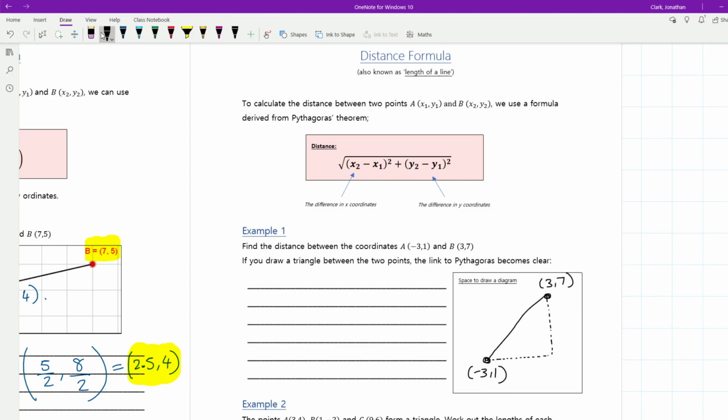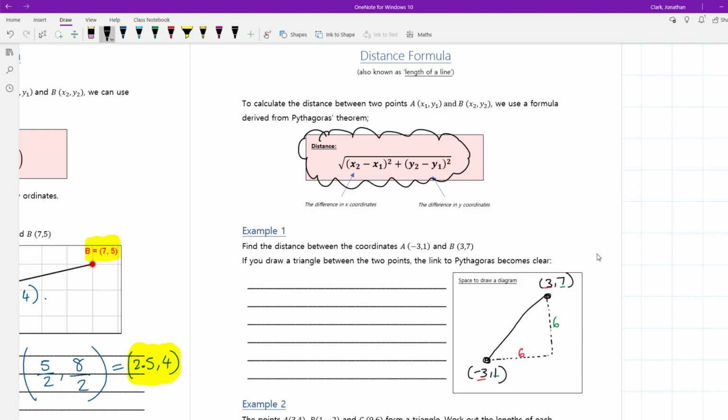Now, this formula kind of looks a little bit scary, or at least I thought so when I started A-level. So I'm just going to think about it in terms of just the geometry first of all. So if I have this diagram here, I'll have a look at my x coordinates. I've gone from -3 to 3. And the difference in those values is 6. It's an increase of 6. And if I do something similar for the y values, 1 and 7, that's also a change of 6.